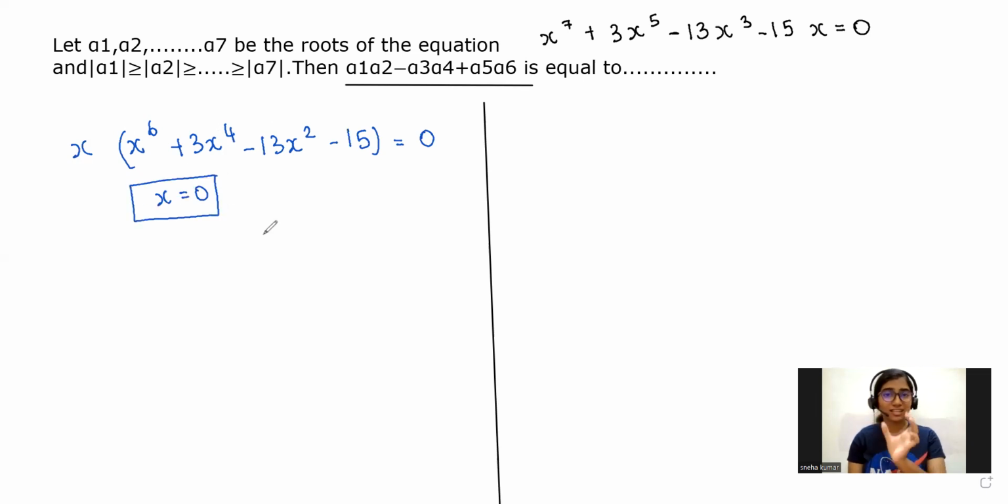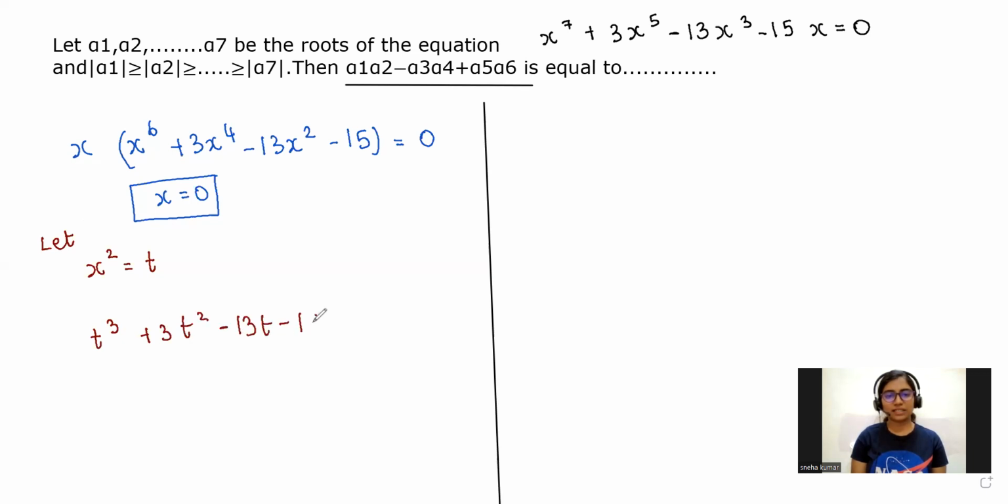Now I need to factorize the remaining part, which is again an equation of power 6. So how do I factorize it? What I'm going to do is take x square is equal to t. So now I'll replace x square with t. This equation will now become a cubic equation in t: t cube plus 3t square minus 13t minus 15 is equal to 0. Now we know how to solve a cubic equation, right? We can directly solve it.